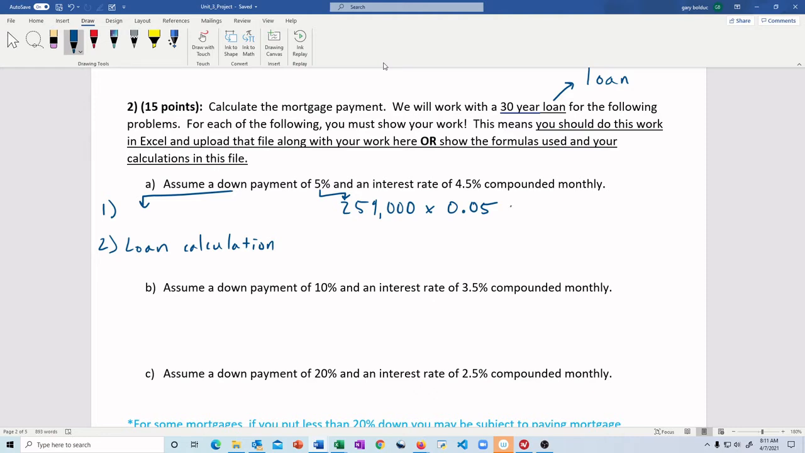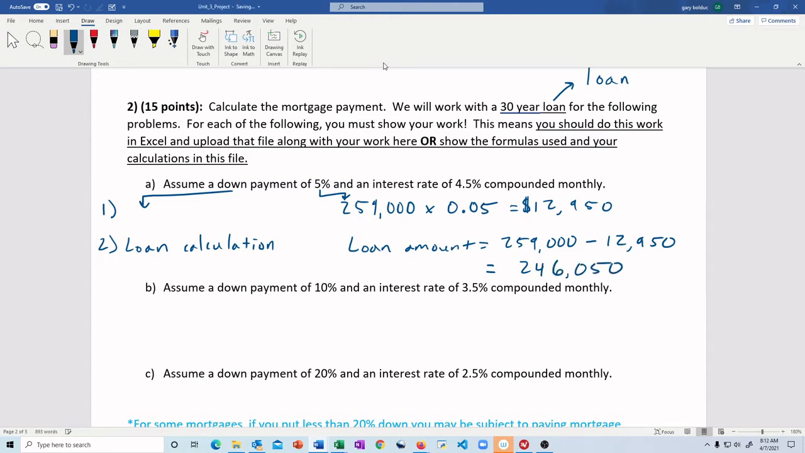So this would be you walk up to the person selling the house, or they're the realtor more likely, and you say, I'm going to give you $12,950 just right away. Then you need to go to the bank and get a loan. So the loan amount, then, all you have to do is say, okay, bank, this is the cost of the house, but I already paid this much, so the loan amount I need is the total cost of the house minus the amount I've already paid. So this is your loan amount. This would be my loan amount for this house.